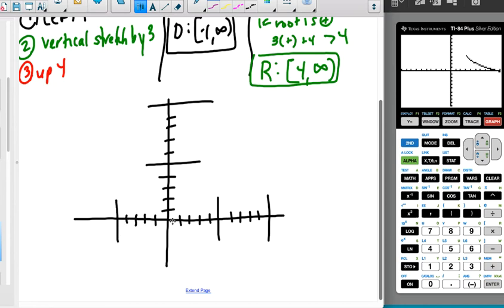Cool. All right, so the original square root of x would be (0, 0), (1, 1), and (4, 2), and that's really all I need to do this. So the first thing I'm going to do is go left 1. Let's use purple for this. We'll go left 1. Move everybody left 1.